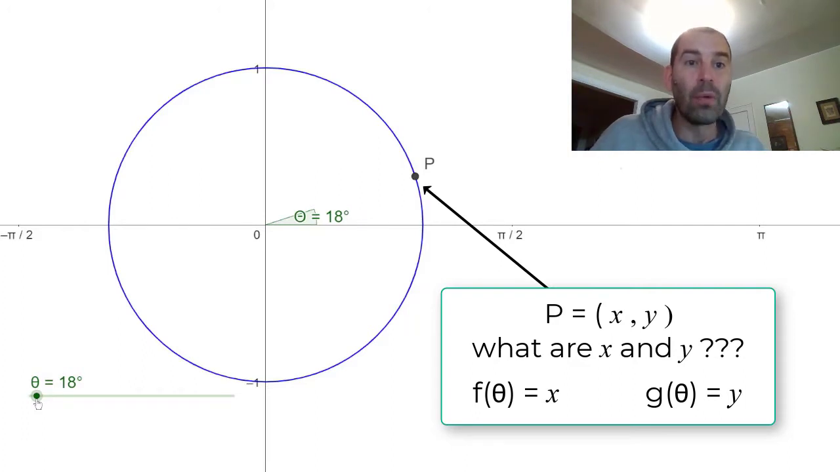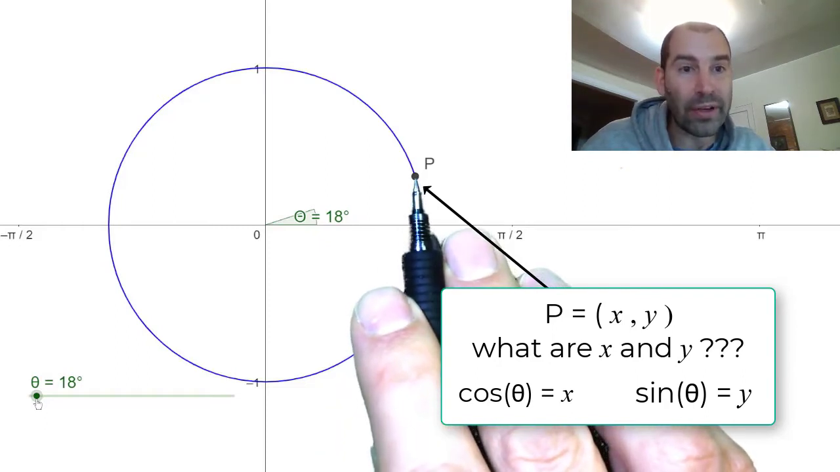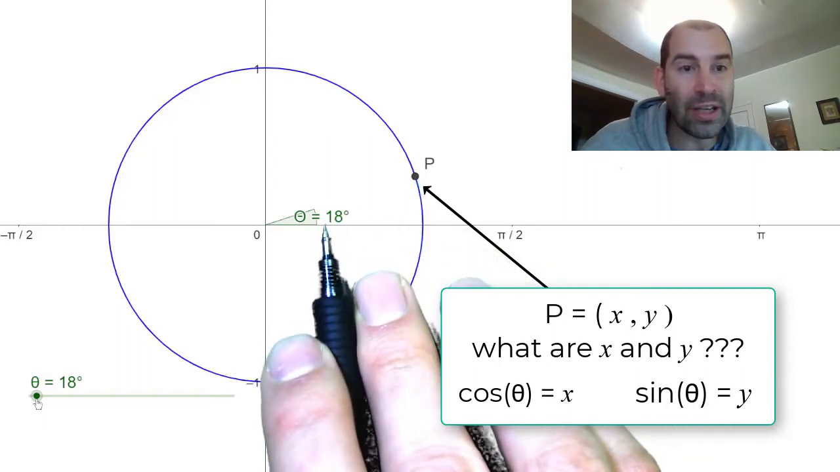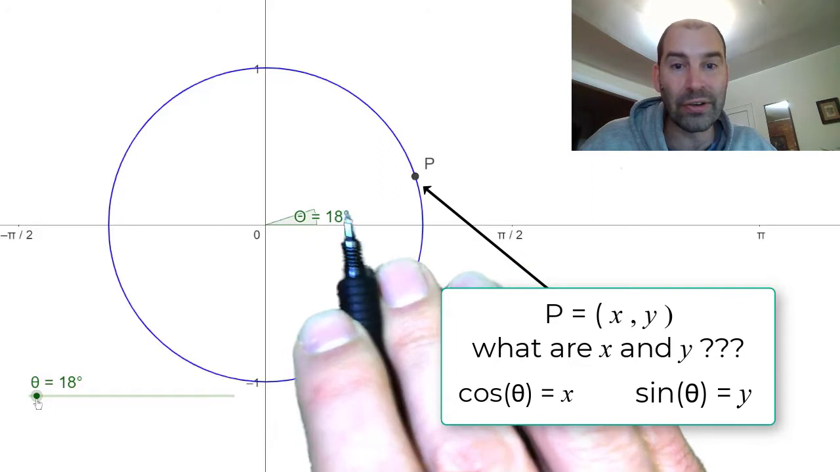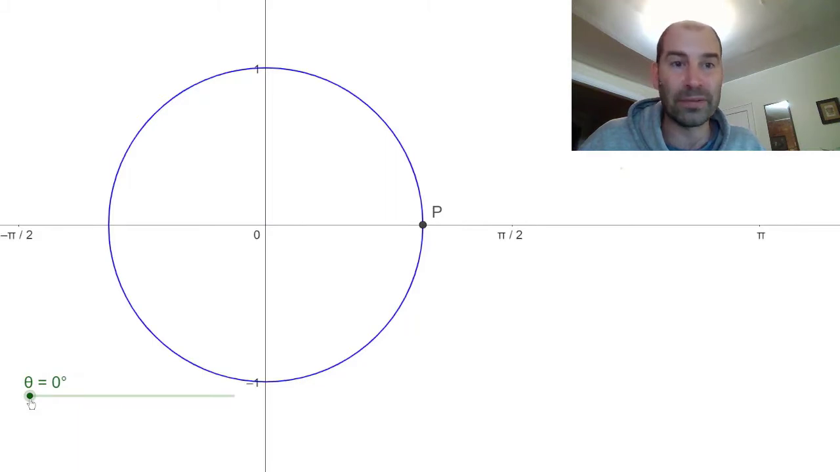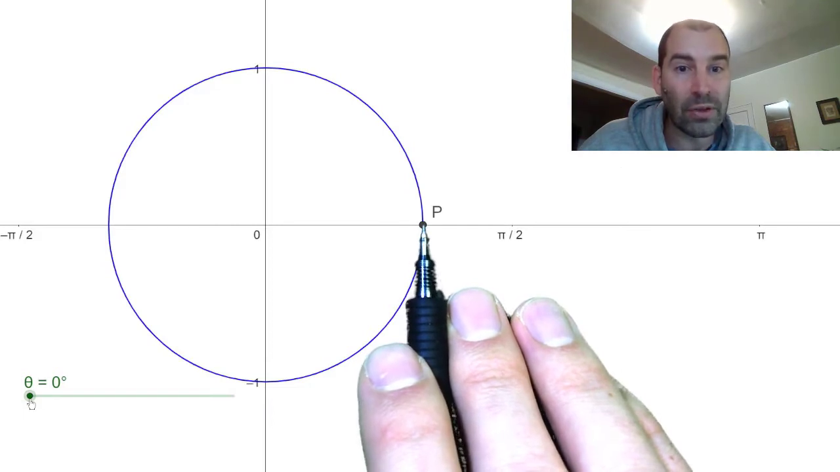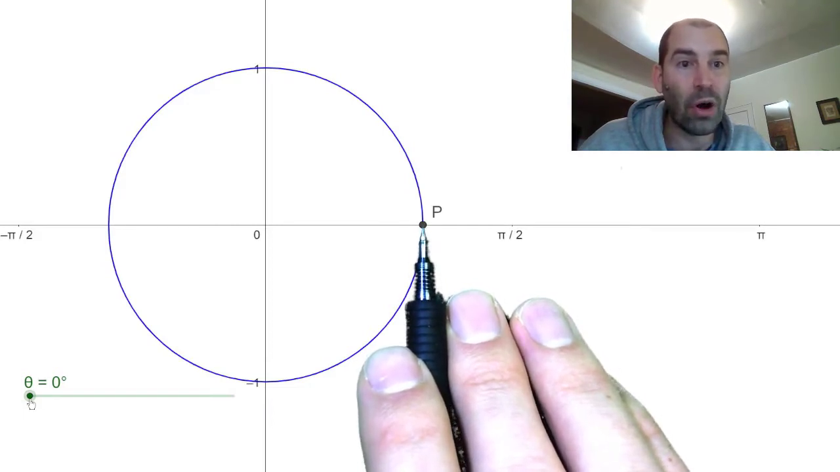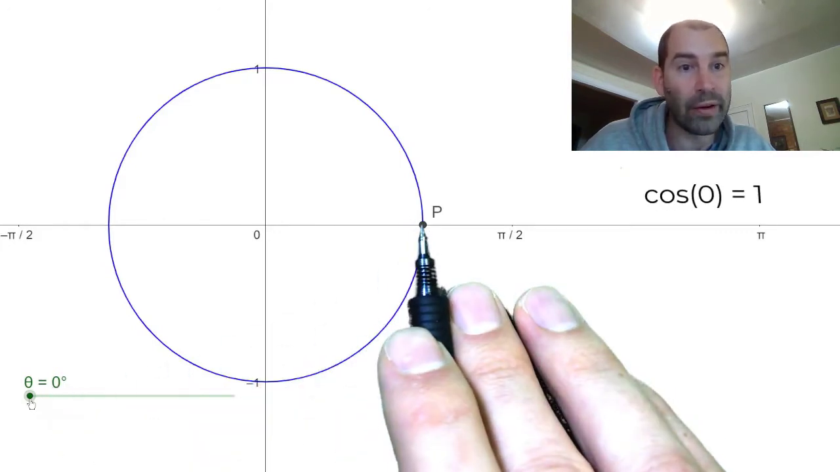What are these functions? Well, these are the cosine and sine functions. The cosine function is defined to be the x coordinate of this point. So if you plug this angle into the cosine function, it will spit out the x coordinate of this point. So the cosine of 18 degrees will be the x coordinate of whatever this point is. We can see some basic values of the cosine function. When the angle is 0, we see the point is at the point 1, 0. So its x coordinate is 1. And so we can see that the cosine of 0 degrees is equal to 1.